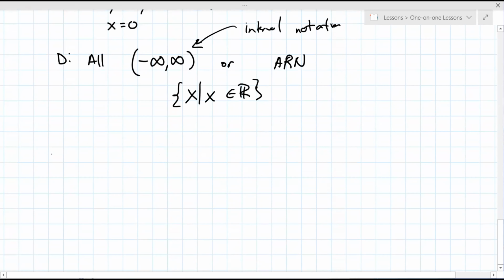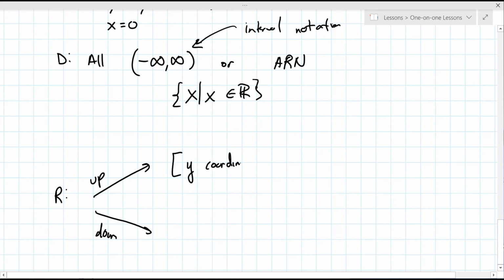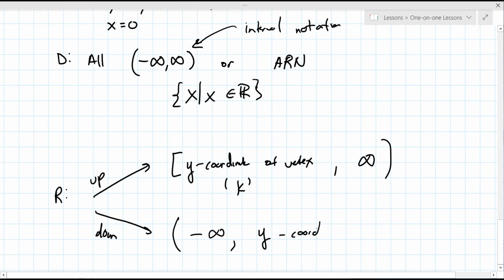The range, there's actually two types of ranges that you might see. It depends on whether the parabola opens up or whether it opens down. If it opens up, it's going to be the y coordinate of the vertex, which we sometimes call k, comma infinity. If it opens down, it starts at minus infinity and goes up to the y coordinate of the vertex.